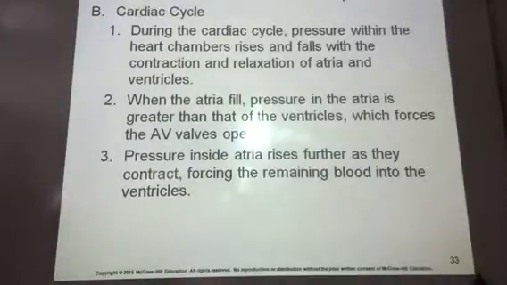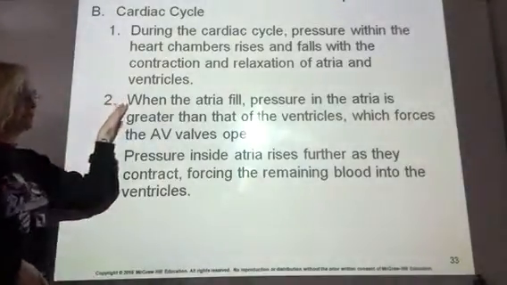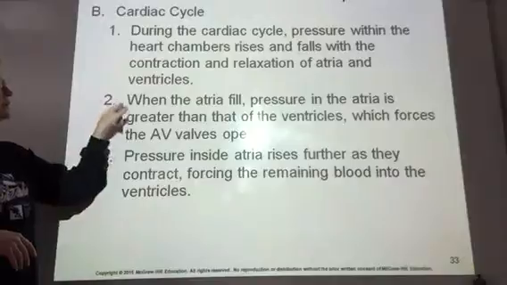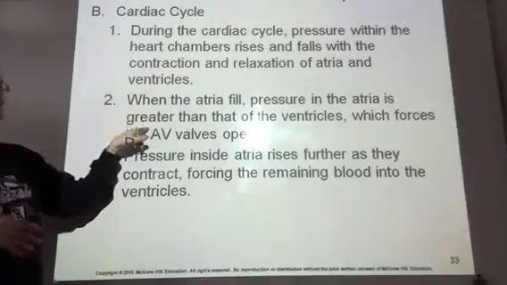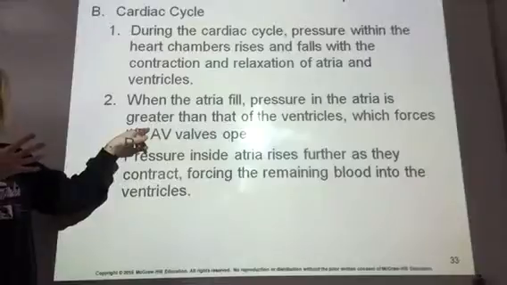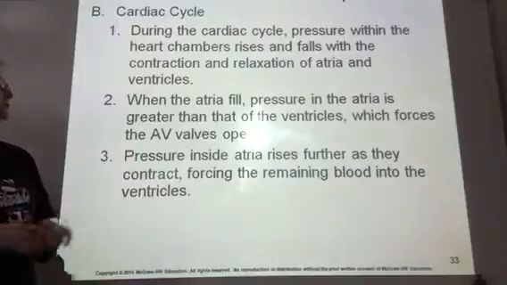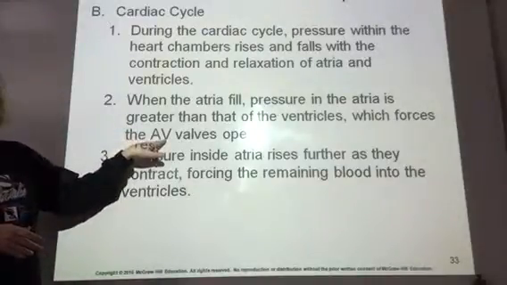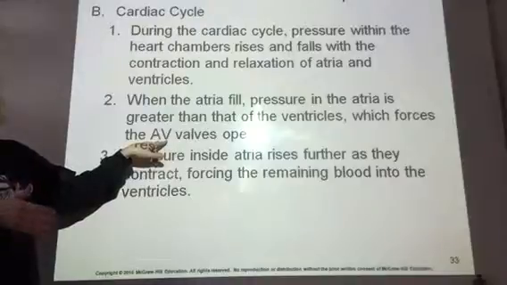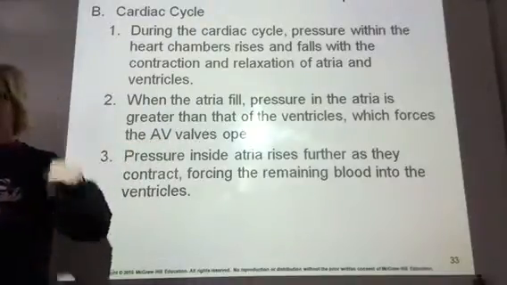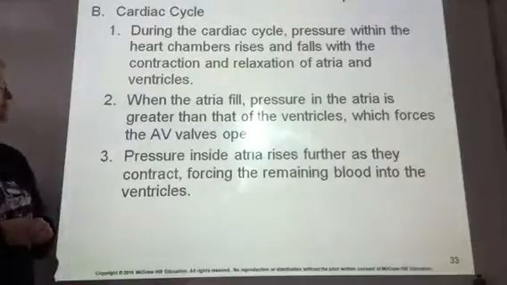So during the cardiac cycle, pressure in your heart chambers is going to rise and fall depending on how much blood is in there and depending on whether they're contracting or relaxing. So when your atria fill, the top of the heart, the pressure in the atria is going to be higher. That's where the blood is at. The top part of the heart is full, so it's greater than that of the ventricles. That pressure forces your AV valves, which are your bicuspid and tricuspid, open so that the blood can drop into the bottom of the heart.